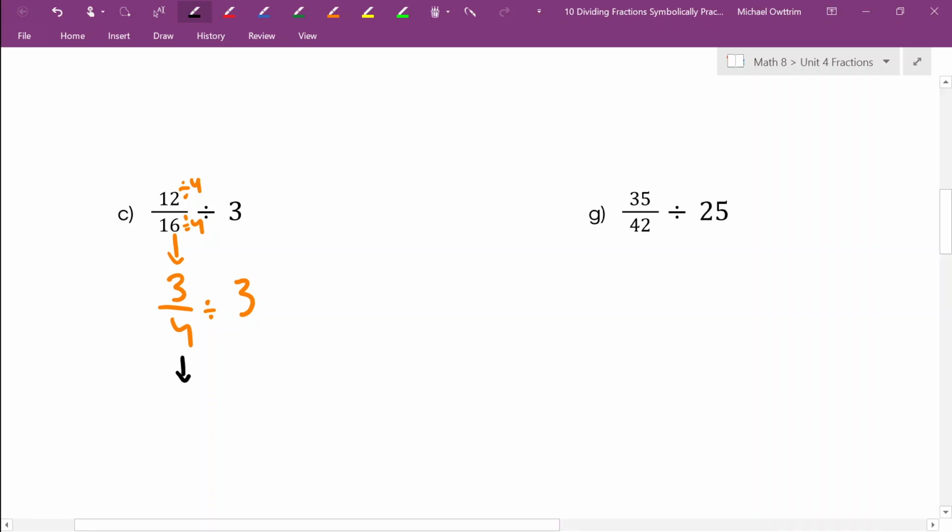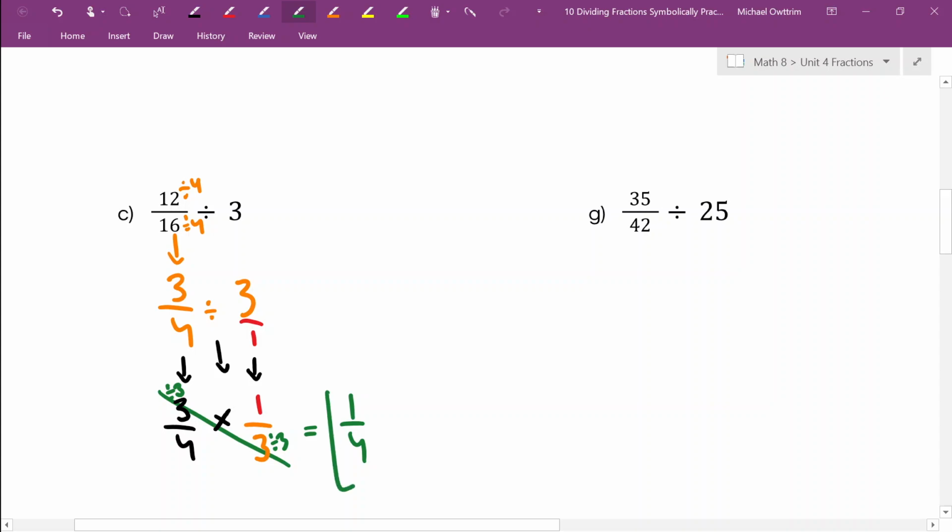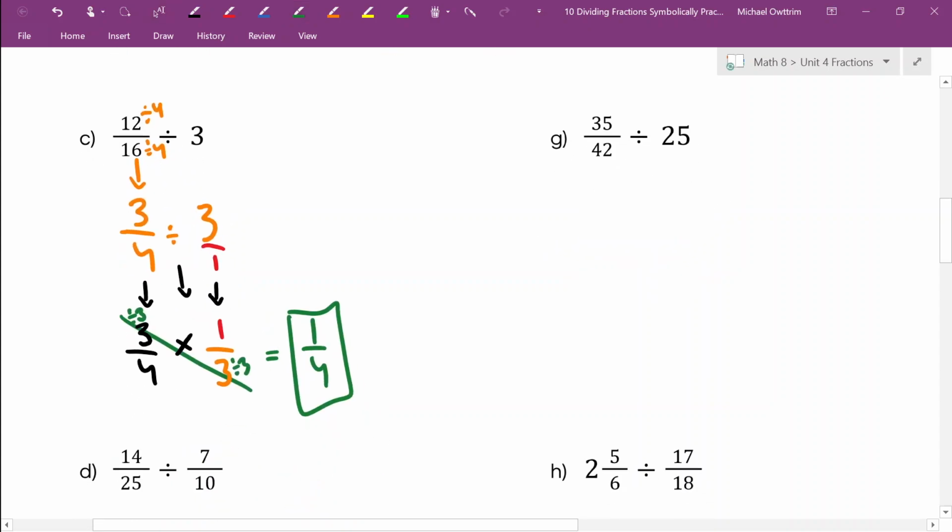But of course we could follow our flip and multiply rule. So our first fraction stays the same, our divide changes to multiply, and our 3, which is really 3 over 1, is going to change into 1 over 3. From here, I'm going to cross out my common factor of 3 on the top and bottom. I'm really dividing by 3 on the top and bottom. That'll leave me with 1 over 4 as my answer.